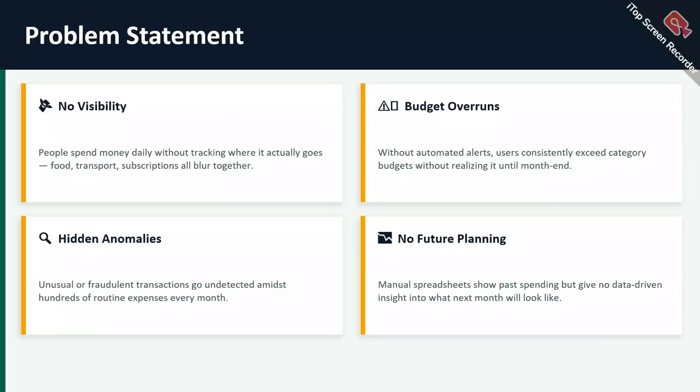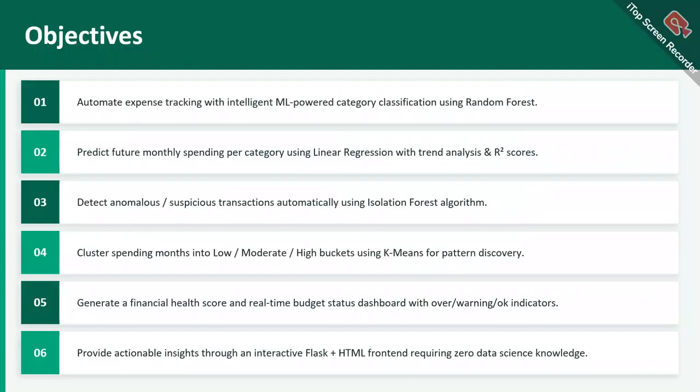In today's digital world, people make many transactions daily, but most users do not properly track where their money goes. The first problem is lack of visibility. The second issue is budget overruns. Another major issue is hidden anomalies. Also, traditionally, spreadsheets only know past expenses, and cannot predict future spending patterns.